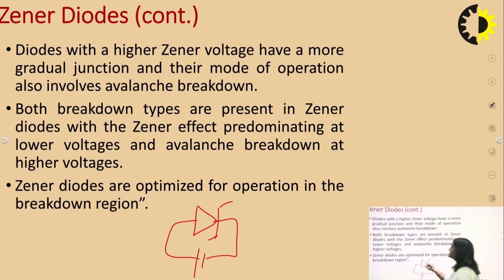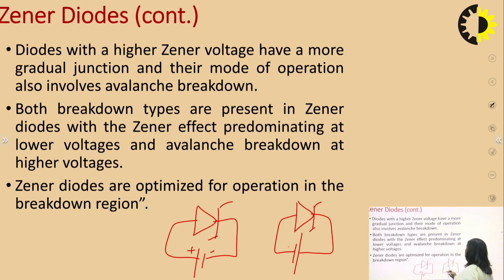Okay, so this is our Zener diode, and we have connected the P plate with the positive supply and the N plate with the negative supply. So this is the Zener diode in forward bias condition. In reverse bias condition, the P plate is connected with the negative supply and the N plate is connected with the positive supply. So this is the reverse bias and this is the forward bias.